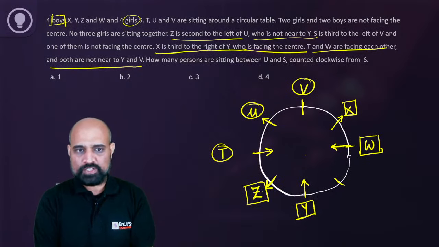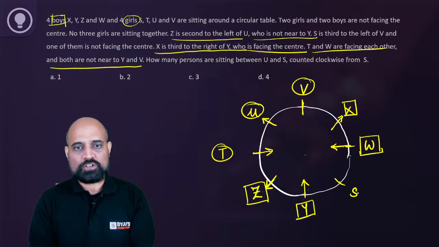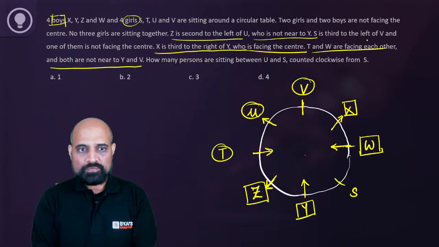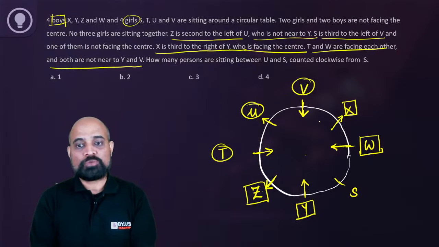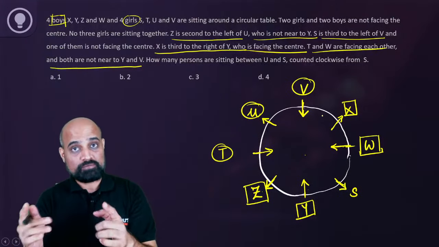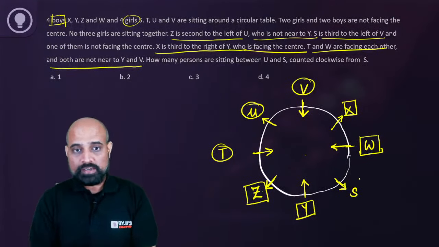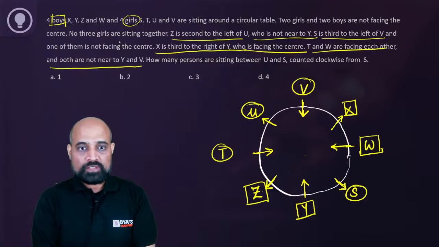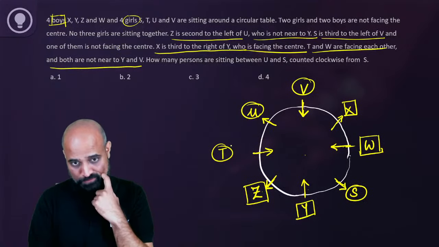Who else is left? We have X, Y, Z, W, S बच गया. So S automatically इधर आ जाएगा. Where is that statement? S is third to the left of V. V का left अगर करना है तो V has to be facing inwards. So we have four people facing inwards, and then we have four people facing outwards. Alternatively, they are facing inwards, outwards, inward, outwards. S is a female. ठीक है, चलो ये fill हो गया.